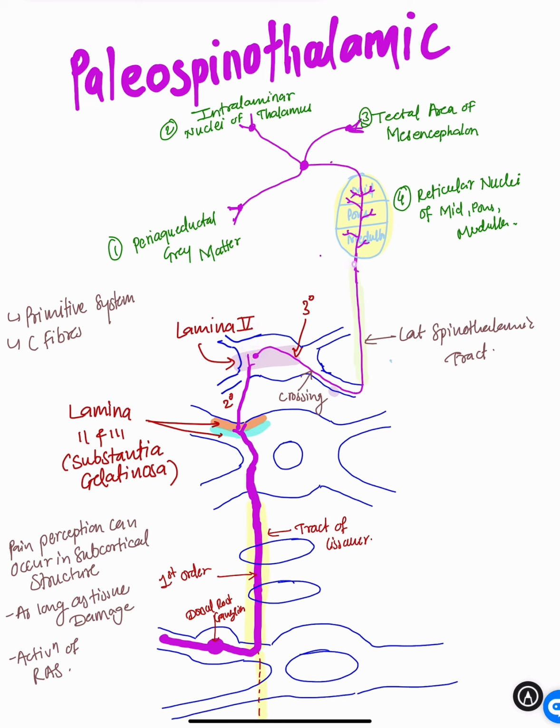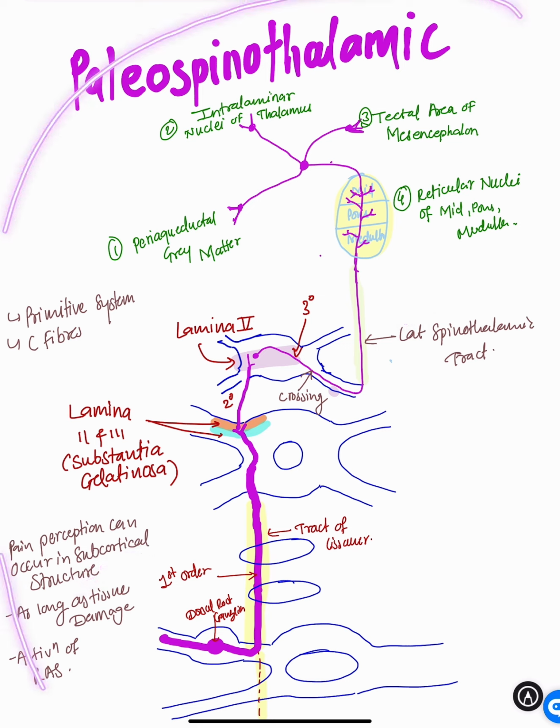Then the fibers of these third order neurons project into some of the subcortical structures in the brainstem, which are the reticular nuclei of the midbrain, pons, and medulla, the tectal area of the mesencephalon, the intralaminar nuclei of the thalamus, and the periaqueductal gray matter. Therefore, this pathway helps in the activation of the reticular activating system, because the fibers of the third order axons project to the reticular nuclei of the midbrain, pons, and medulla, and this pain perception occurs in subcortical structures, as we have already mentioned.